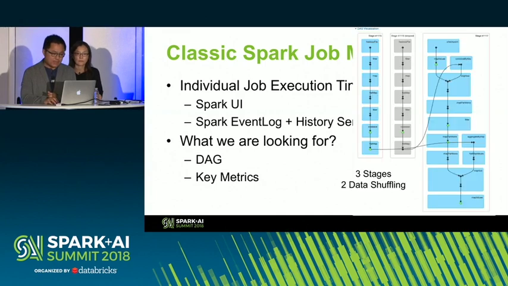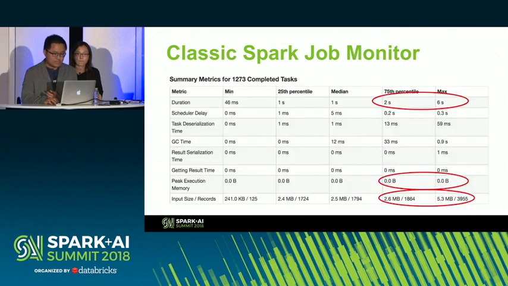At this point, we are looking for the DAG, which is the detailed logical plan for the Spark jobs. It helps understand how the job is executed and where its data shuffle is introduced. We are also looking for some of the key performance metrics, such as execution time, memory usage, input-output size. It helps us understand the bottleneck at the Spark job level.